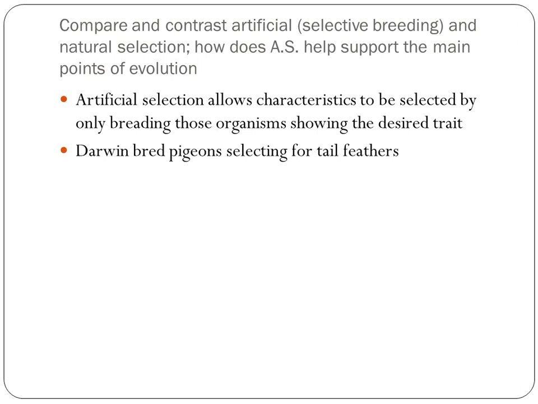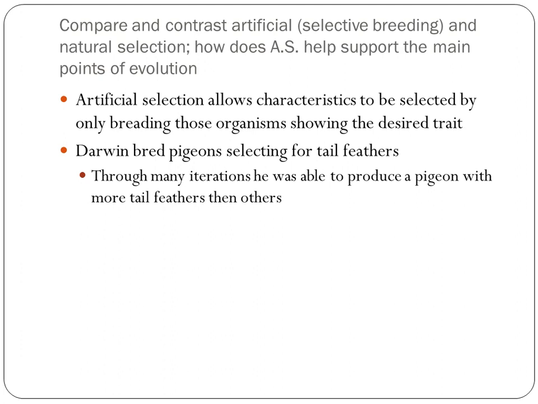Well, if we look at that, Darwin bred pigeons trying to select for tail feathers. He wanted to get a nice big bushy tail. And he was able to find that by breeding only the pigeons that had the strongest showing of tail feathers. And as he did that, he was able to get more tail feathers. And so he was actually able to breed a pigeon with additional tail feathers above and beyond what was normally found.